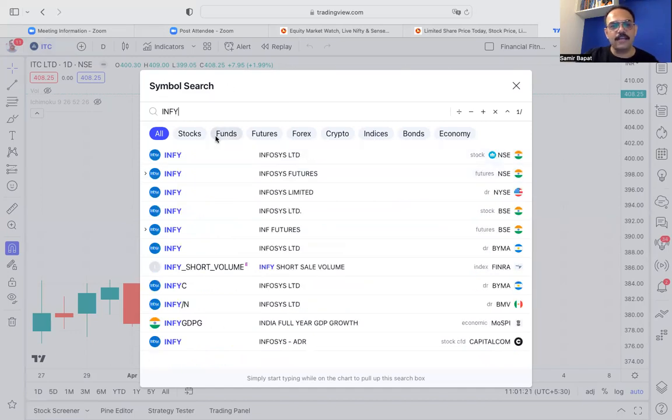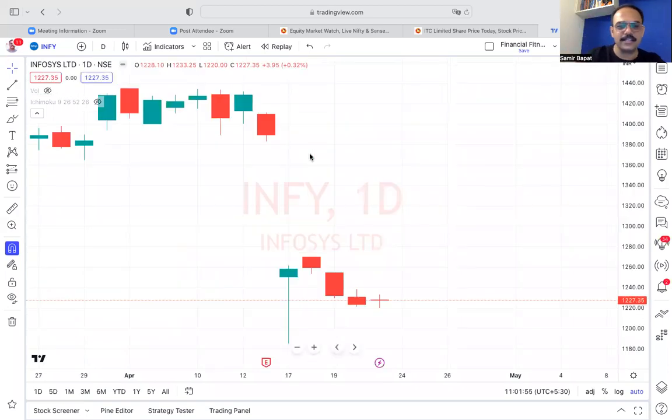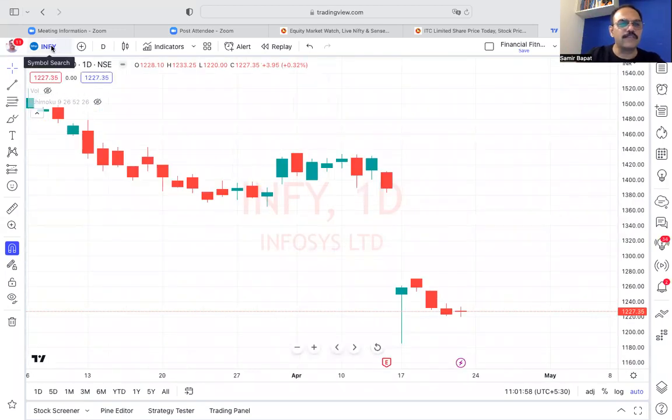See, here you will find the Indian flag. Infosys is traded in some BYMA, I don't know where it is. And then Infosys is traded on Capital.com also. New York, NYSE also. So Indian stocks are getting traded on those exchanges also. That's why it is very important that when you are selecting the symbol search, you click here and select the Indian flag. So this is where you change the symbol.